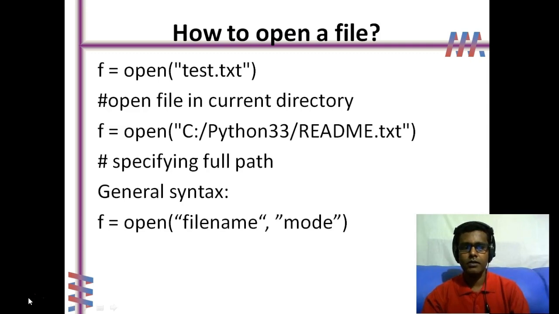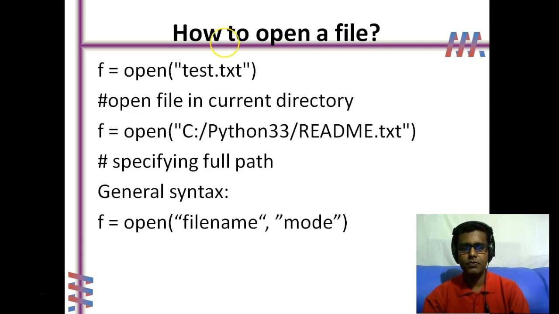How to open a file? It's very simple in Python. Just give open followed by the file name. f = open("test.txt"), the file name is specified within the brackets. It will open the file test.txt from the current directory. Another way of doing this is f = open with the full path. You can specify the full path of the file name if the file is available in a different directory.